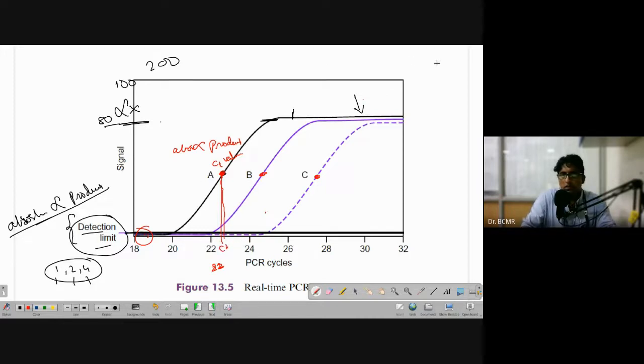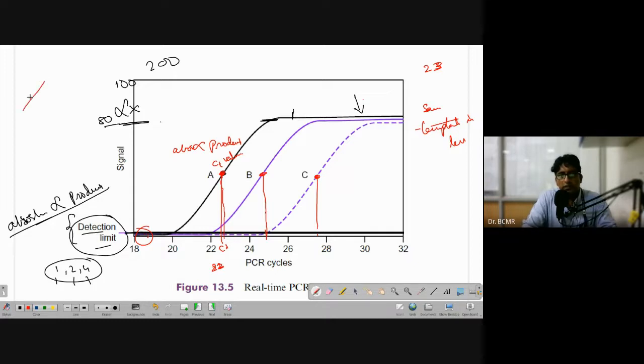It's about, say, 23. These are again made based on your experimental values. I am trying to describe the principle of RT-PCR or real-time PCR. For sample B, it is around 25, which would mean that if the CT value is more, the template in the sample is less. And C is very, very less. That is how you can detect it.